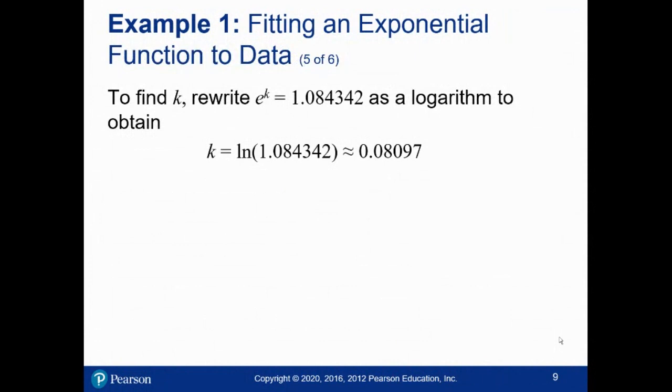So that tells me that k is the natural log of 1.08, etc., and that gives us a value of k. So now I can convert it to this more standard form of a sub 0, or a naught, which was 34,000 and change, times e to the kt, and we just found the value of k.